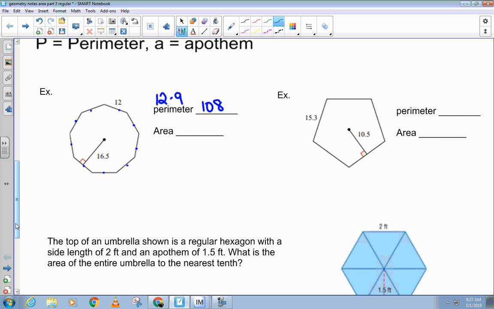So then to find my area, I'm going to do perimeter times apothem divided by 2. I found my perimeter to be 108. My apothem is the segment that goes from the center perpendicular to the side. So what's my apothem? 16.5. So I multiply that by 16.5 and divide by 2. So 108 times 16.5 divided by 2 gives me 891 units squared.